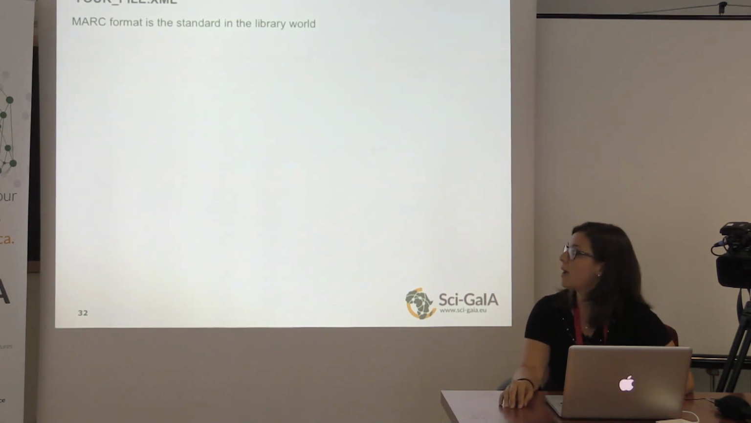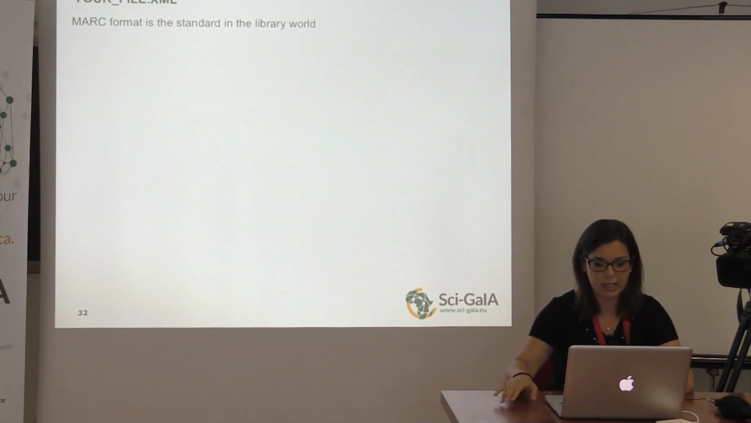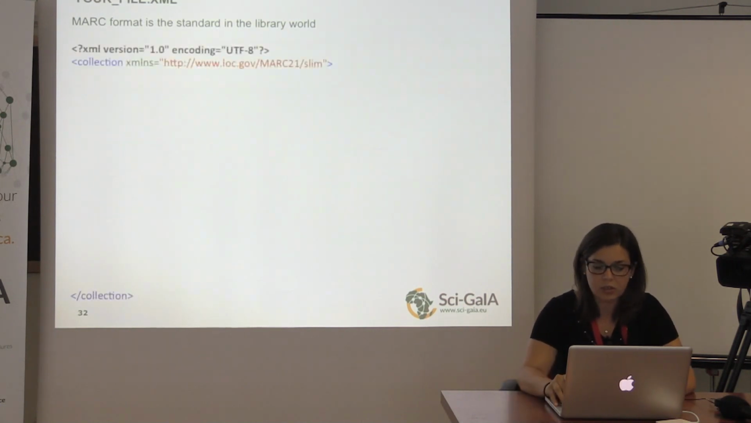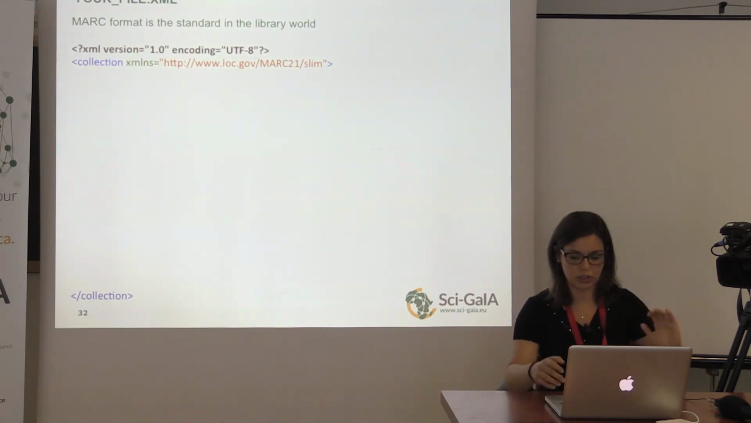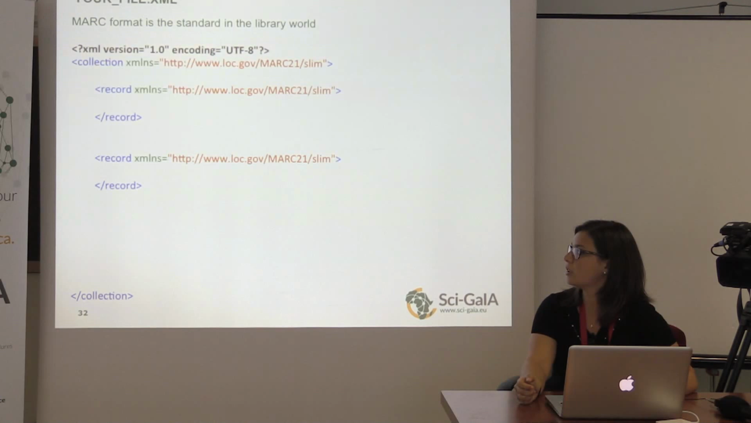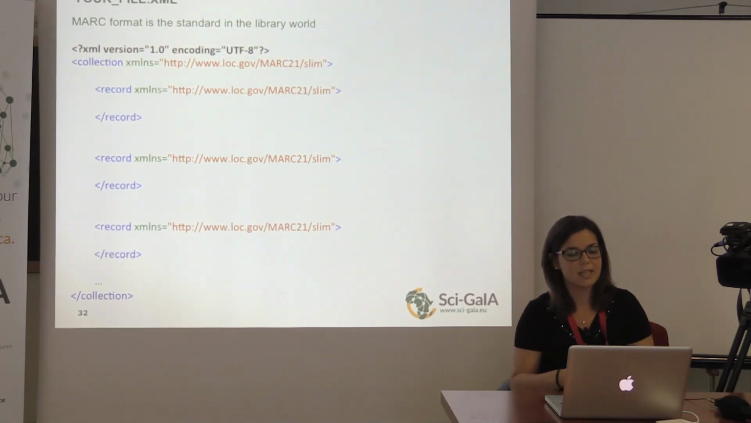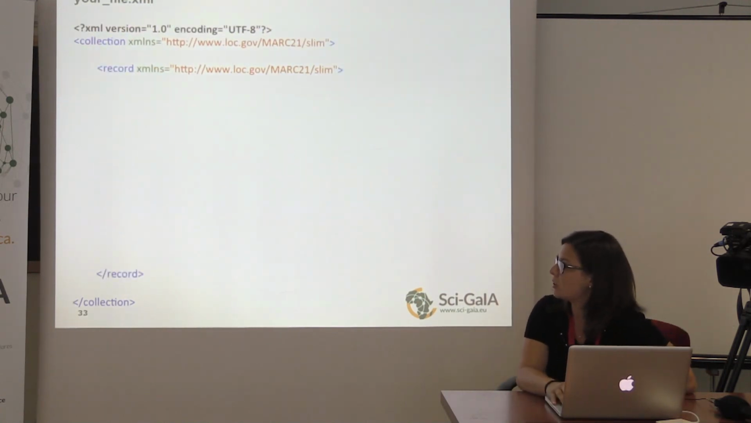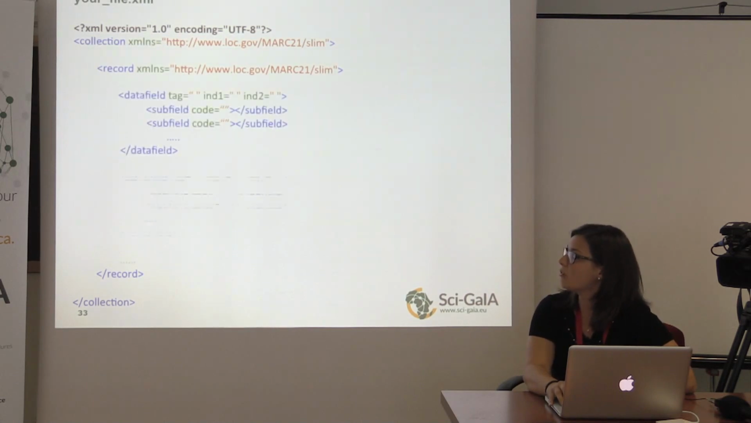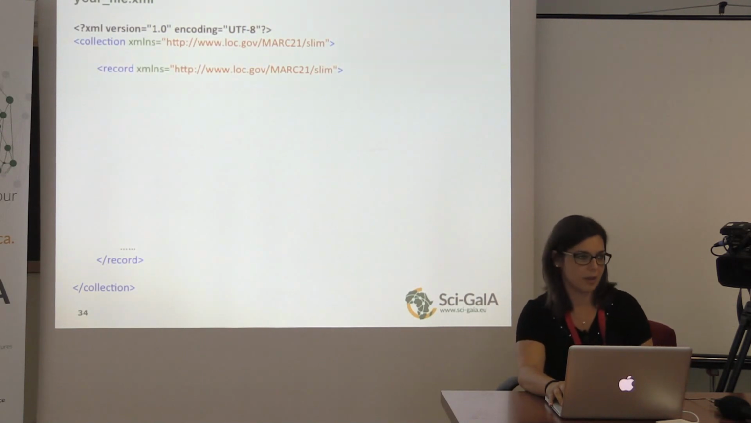The XML file must support the MARC format, which is the standard in the library world. Your file must contain a tag collection, and the collection can contain one or more records. Each record represents a resource that you want to upload, and each record has multiple datafield tags. Each datafield tag represents a MARC XML tag.